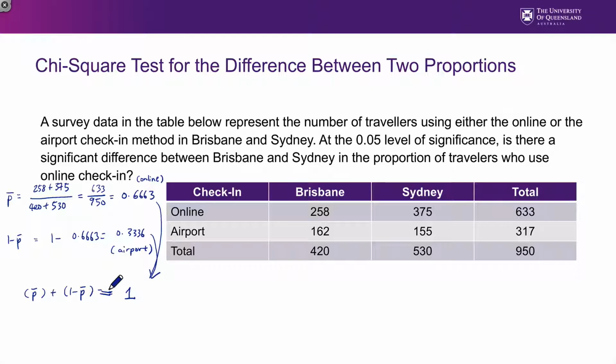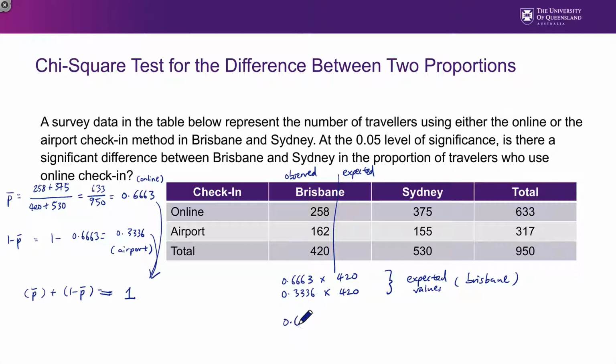So then these are the observed values, and now we can work out what our expected values are. For our expected values, we can use 0.6663 multiplied by the total number of Brisbane passengers, likewise 0.3336. This is the expected values for Brisbane, and then you do the same for Sydney as well, and that's for Sydney.